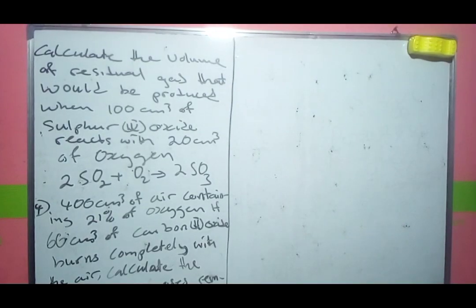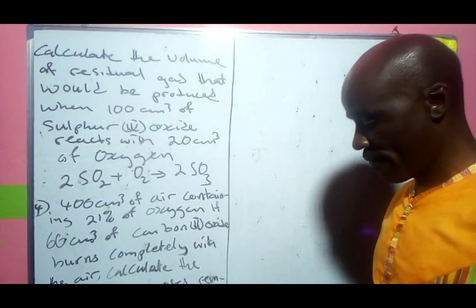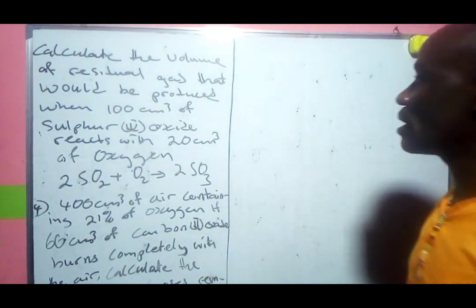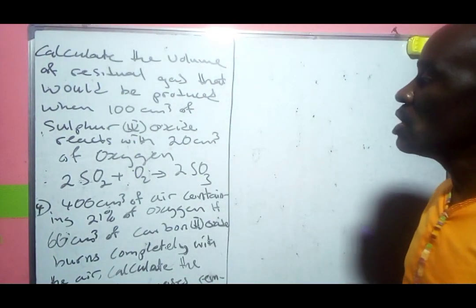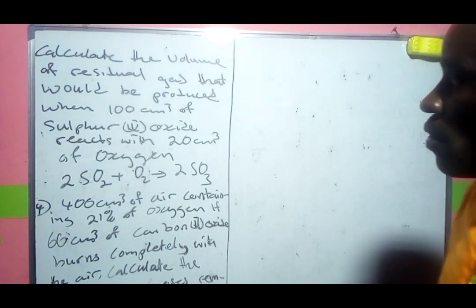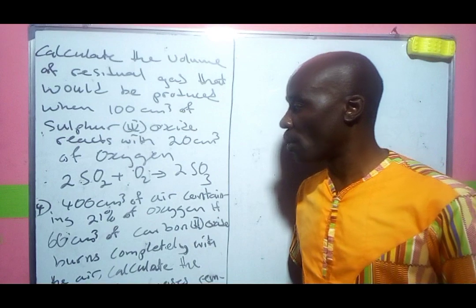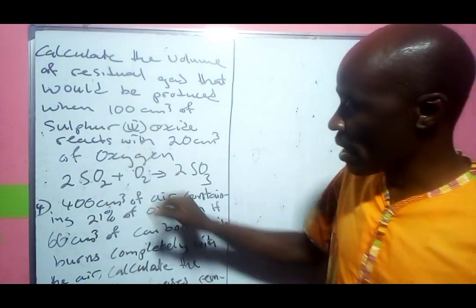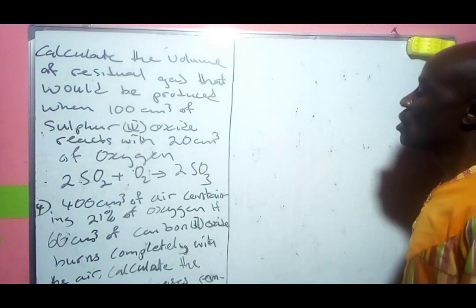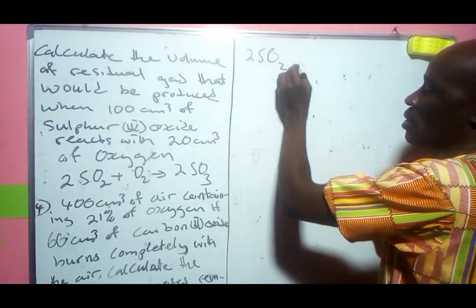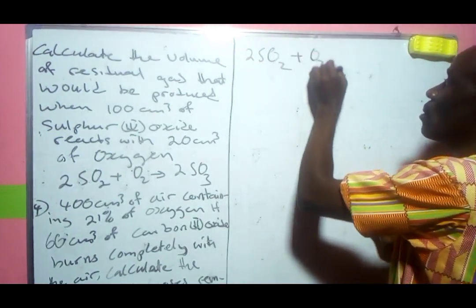So the next question we have here said, calculate the volume of residual gases that will be produced when 100 cm cube of sulfur 4 oxide reacts with 20 cm cube of oxygen. We have the balanced chemical equation there. So let's quickly look at how we're going to do this, by looking at the balanced chemical equation.